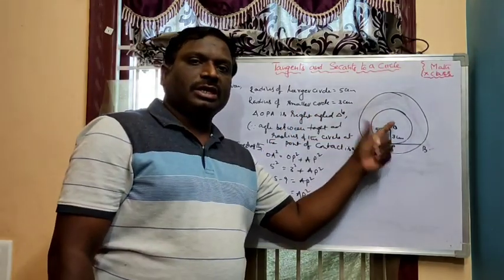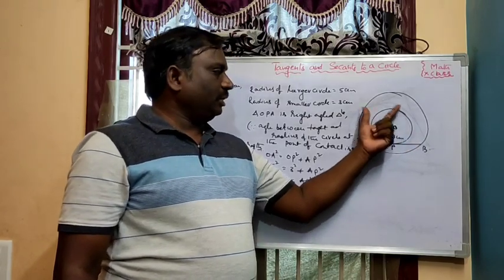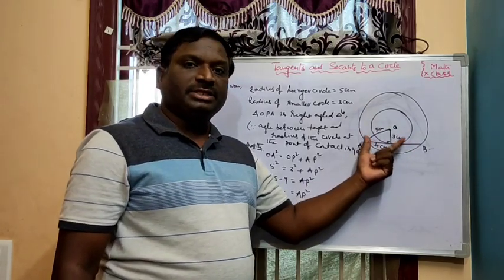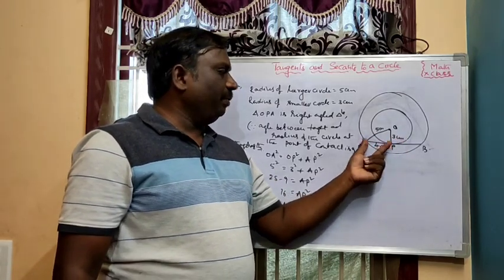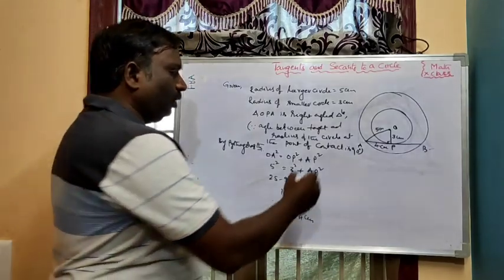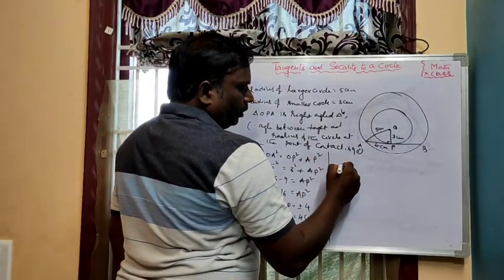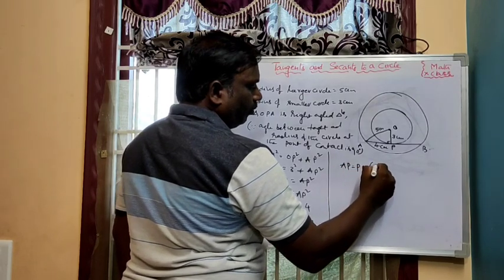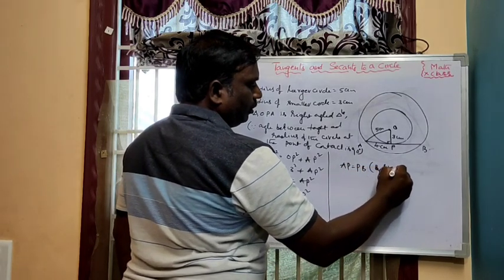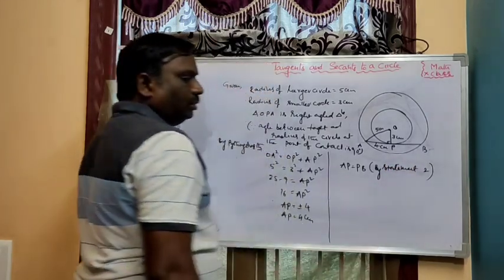Two concentric circles such that a chord of the larger circle which touches the smaller circle is bisected at the point of contact. Bisected means AP equals PB. So AP equals PB by statement 2.